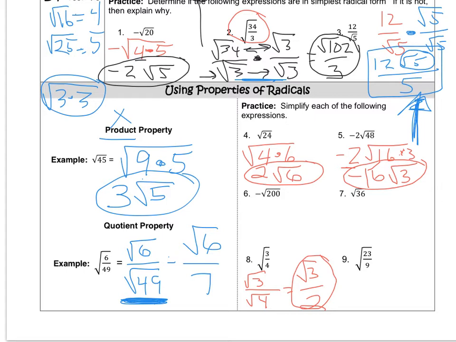So what I want you to do is I want you to do number 9 on your own. When you think you have an answer, raise your hand and have the sub come by and see if your answer is correct, or if you need help, they will help you.